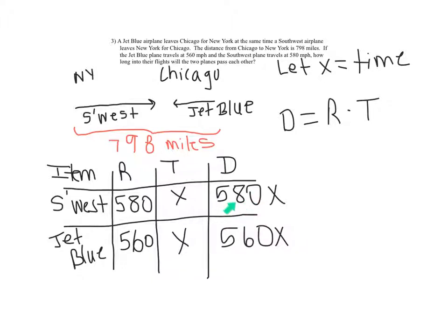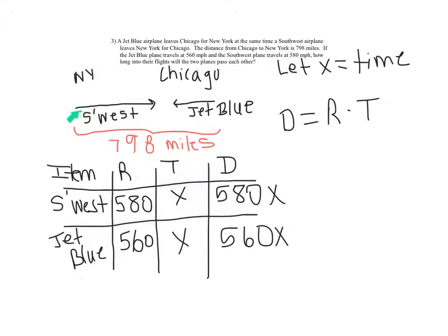Let's say the planes are flying for 2 hours. Both of these numbers round up to around 600. So they would both have flown about 1,200 miles. Southwest would have gone a little bit further. So that's where the rate times the time equals your distance.